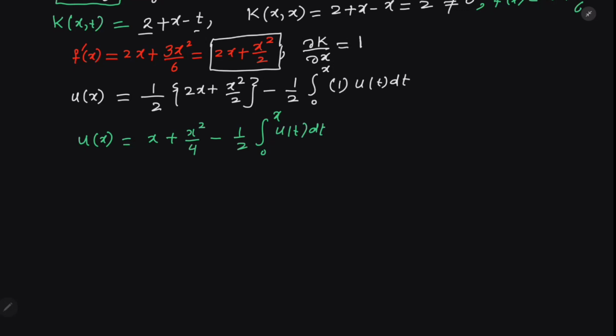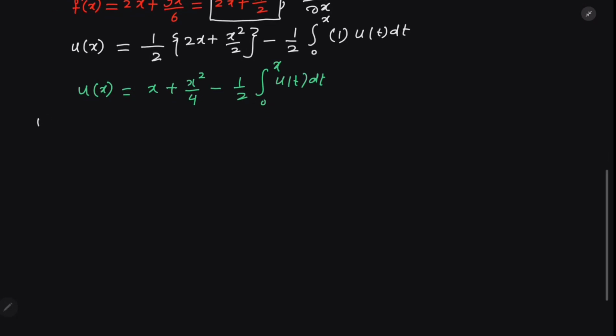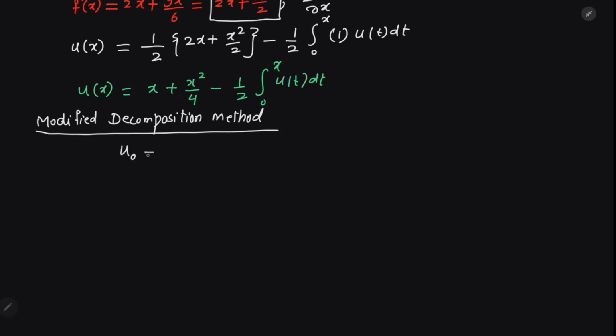How will you solve that equation? There are different methods available. What we do, we apply the modified decomposition method. In this method, we start with any initial approximation, and that initial approximation can be chosen from this function f of x. It can be x, it can be x plus x square by 4, whatever the function f of x is. Suppose we choose u naught is equal to x.